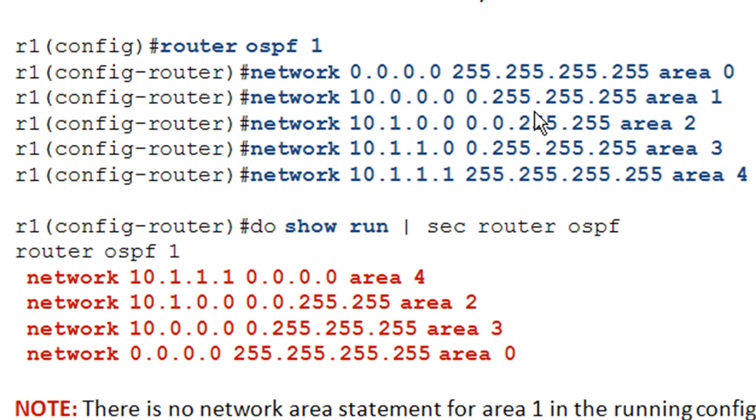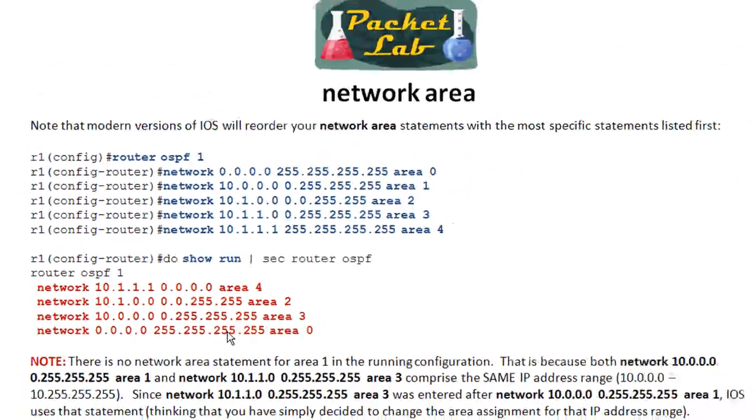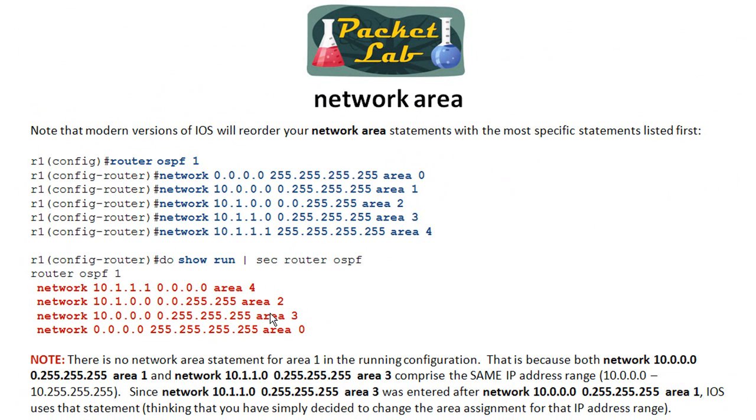Now you might notice here that we put in 5 network area statements and we came out with 4 network area statements. This is pretty important. We'll notice here that there's no statement for area 1. So when we put in the area 1 statement, we put network 10.0.0.0, and then the wildcard mask is 0.255.255.255, and we assign that to area 1.